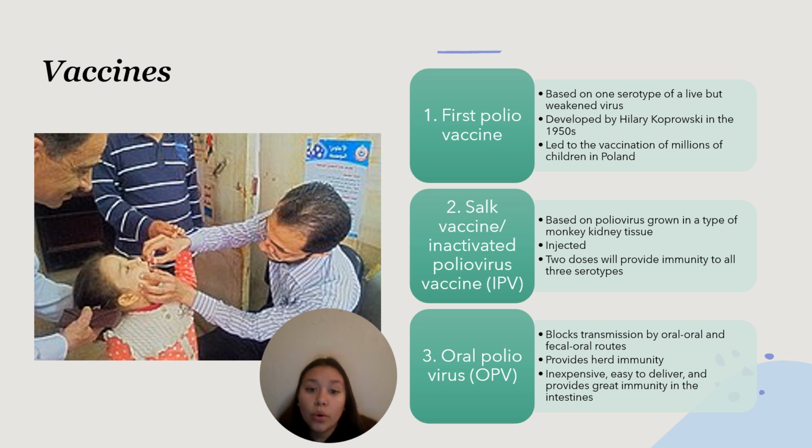Lastly, the oral poliovirus vaccine, OPV, blocks transmission by oral-to-oral and fecal-to-oral routes. It provides herd immunity, and it's inexpensive, easy to deliver, and provides great immunity in the intestines. What's interesting, though, is that the oral poliovirus vaccine is unauthorized in the US, probably because it uses a weakened virus instead of an inactivated one.